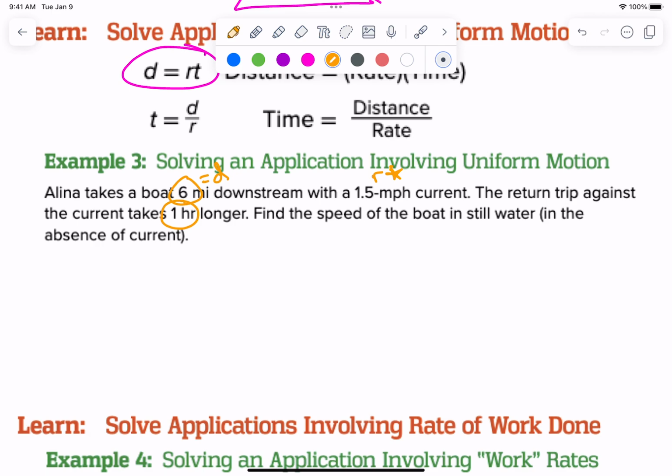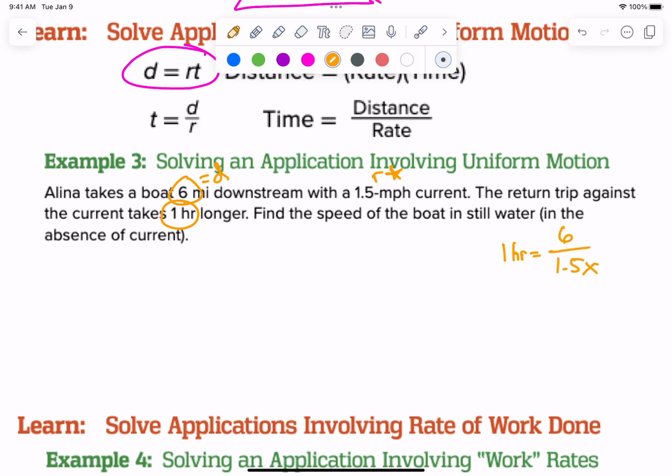We don't want to do this. I'm already lost. Explain it, Eli. 1 hour equals 6 divided by 1.5x. Exactly. Say that again. 1 hour equals 6 over 1.5x. No, it's 1.5 plus x, because we don't know what the speed is. He said 1 hour equals 6 over 1.5x.